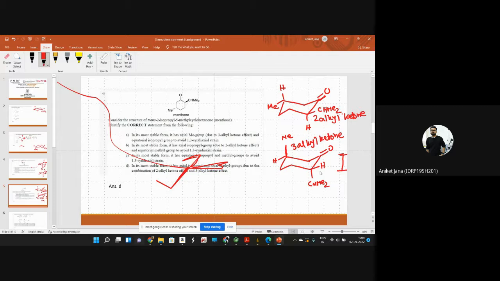So in case of the axial form, both effects cooperate with each other. Due to the 3-alkyl ketone effect, it is stabilized in the 3 position, as there is no hydrogen there, so there is no interaction. And with respect to the 2-alkyl ketone effect also, the axial substituent in the 2 position is stabilized. Okay, so option D is the correct option.